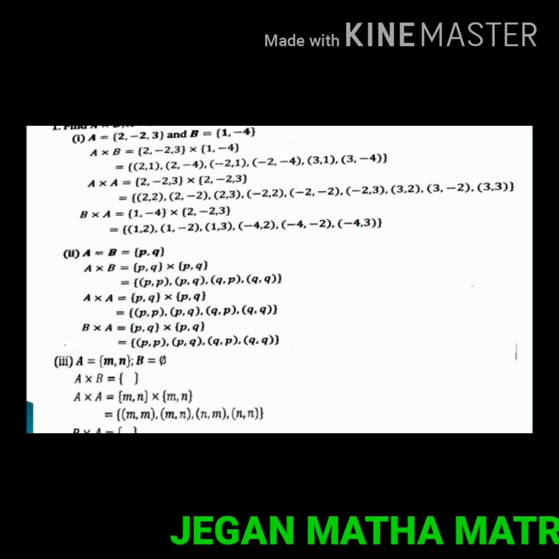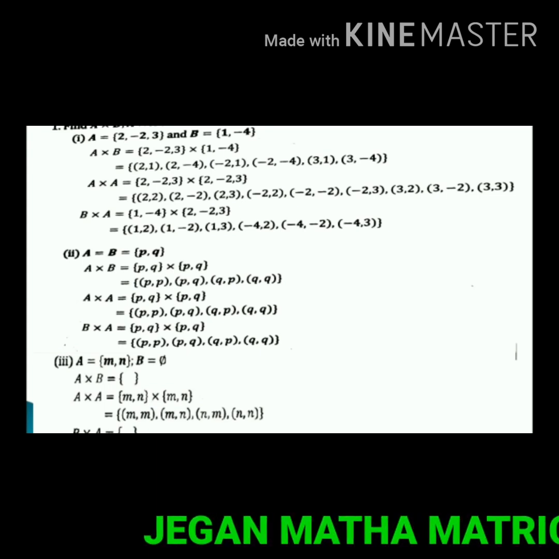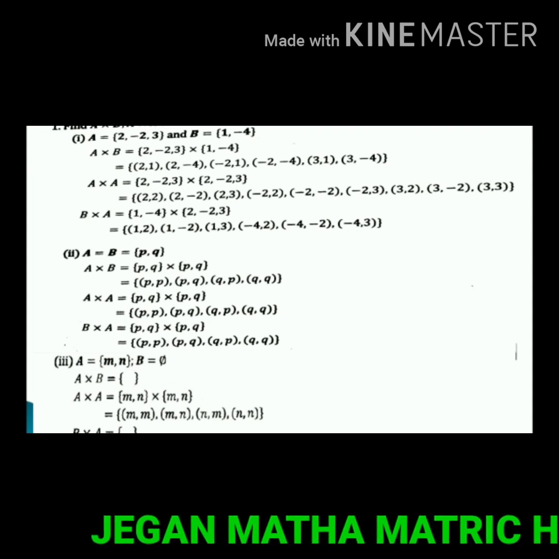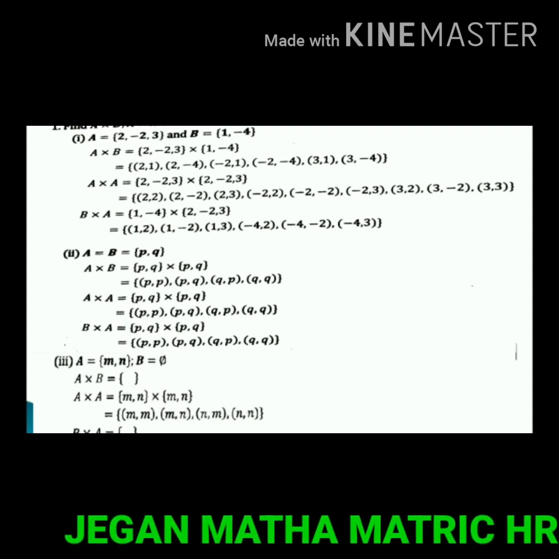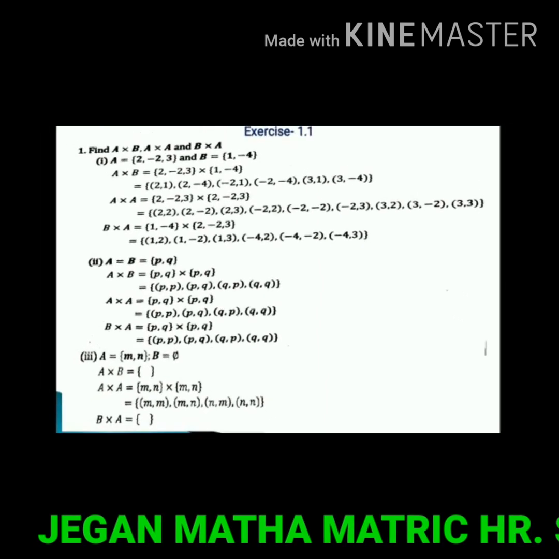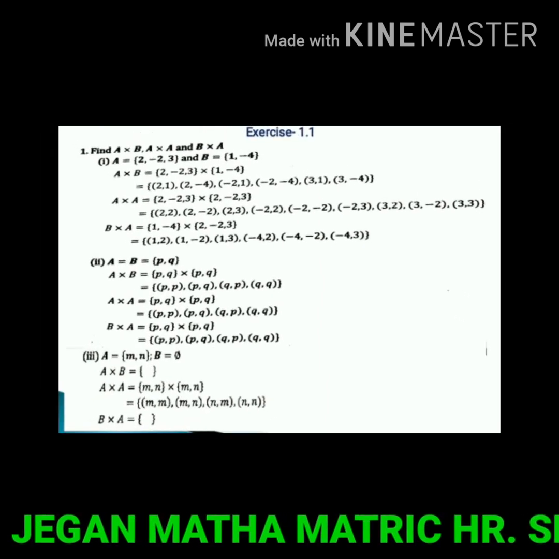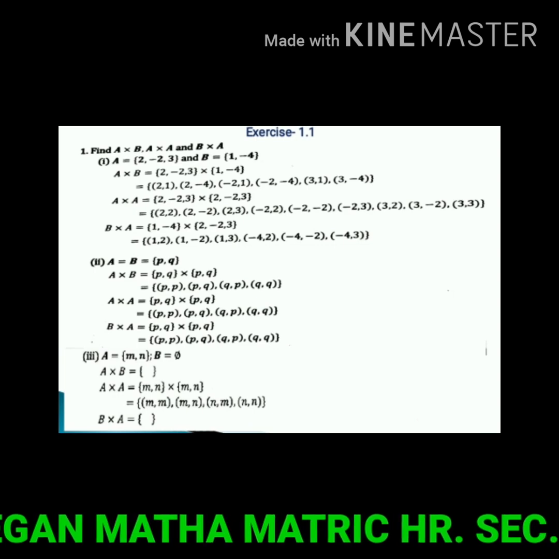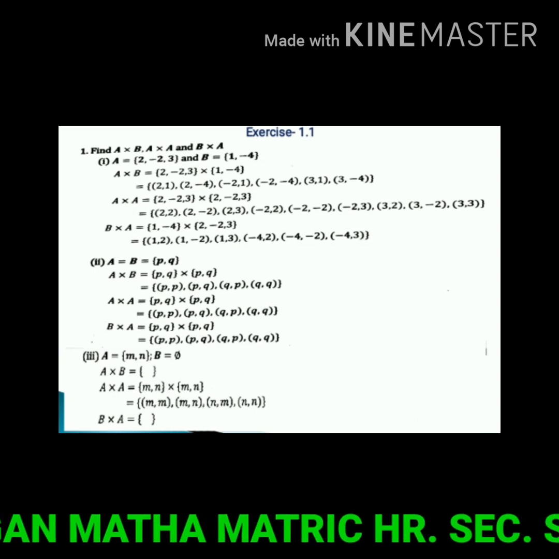Then A cross A: {M, N} cross {M, N}. We find the Cartesian product: (M, M), (M, N), (N, M), (N, N). Then B cross A: B set, we already know, is the null set. So the null set cross A set gives the null set.